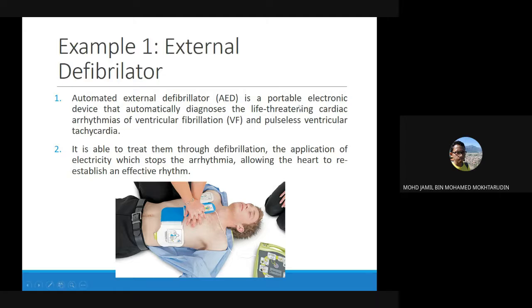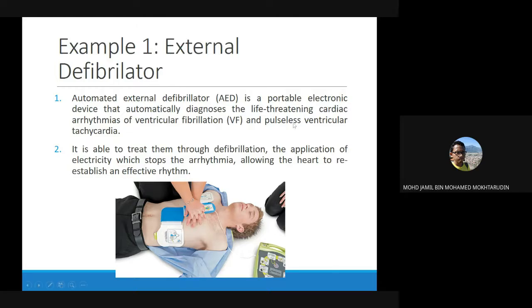It's a portable electronic device that automatically diagnoses life-threatening cardiac arrhythmia. Cardiac arrhythmia is when your heart doesn't produce normal electrical signals. Maybe the heart still produces electrical signals, but not periodically. Maybe in one second there is an electrical signal, and the next cycle comes after 3 seconds. It's not regular, okay? The pulse or electrical signal produced is not regular.